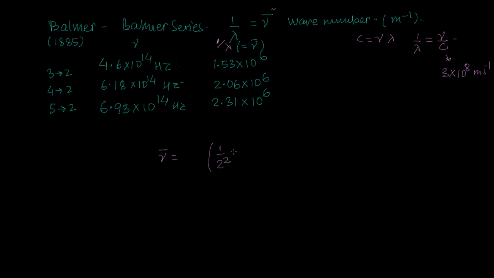He said, if this is 1 by 2 raised to the power 2, 2 squared, and you put them as this, where n is equal to 3, 4, 5, 6, and put a constant here, whose value is 109.67. Hold on, let me make some space. So if I try to write nu bar as this multiplied by 109.67.